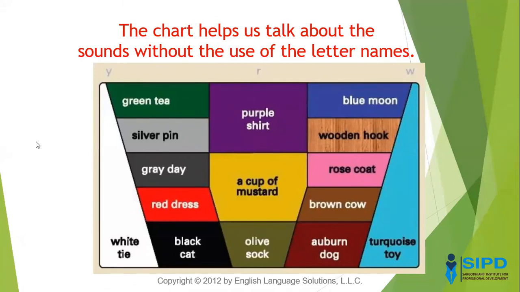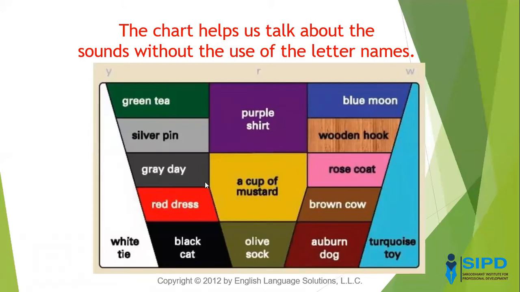Green tea, silver pen. There is a difference between E and A. Which one is longer, E or A? Green tea, E. Silver pen, A. E is longer. Yes, double E, that's green. And it's silver.